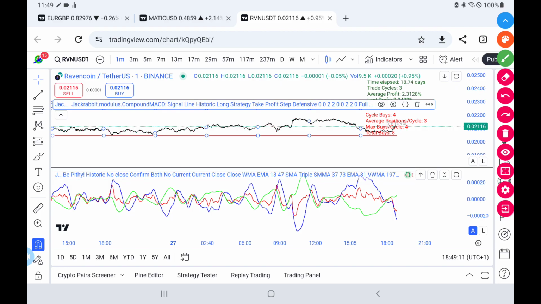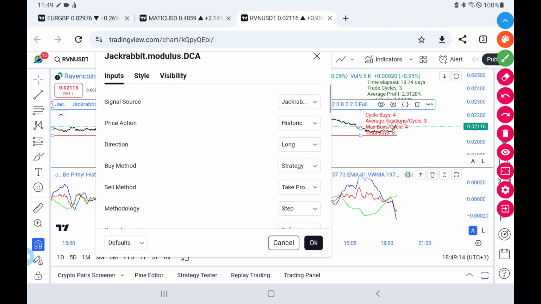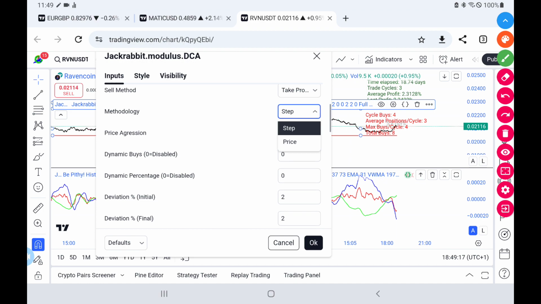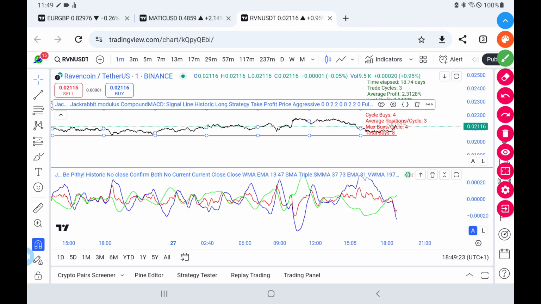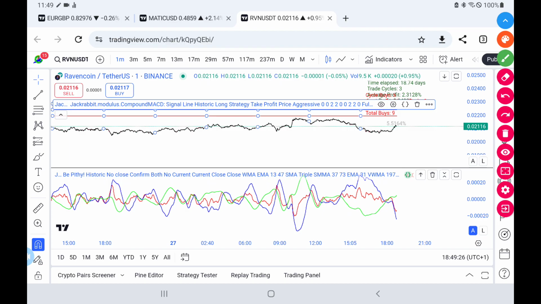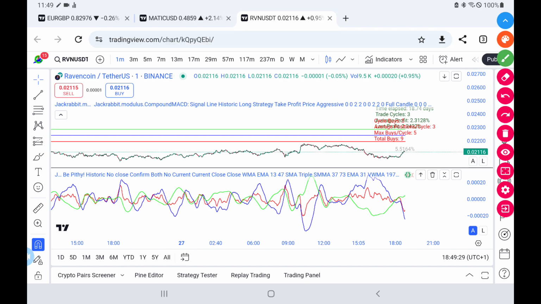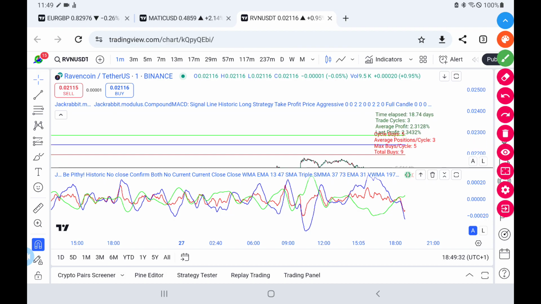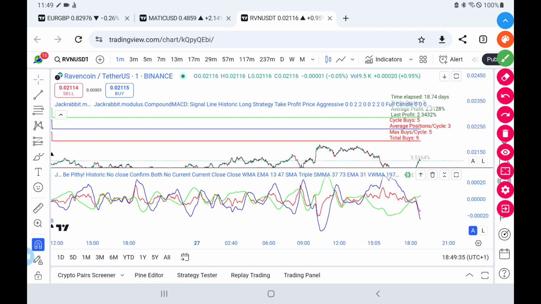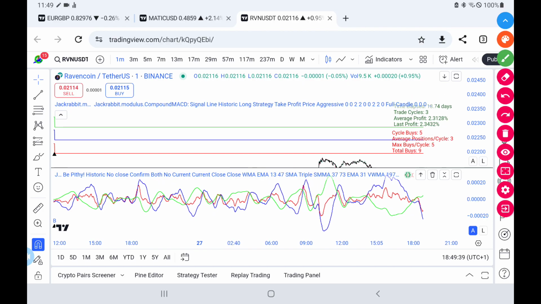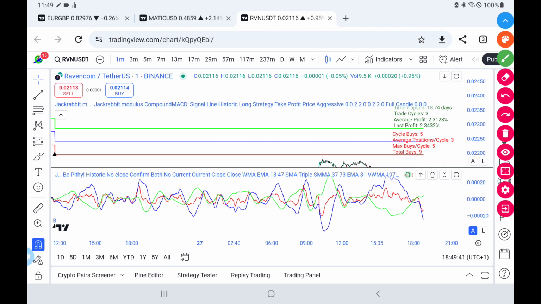Let's take, for example, the DCA module, and let's adjust it from step to price and from defensive to aggressive. And we will see just how well it does, in fact, control risks even under such an extreme level. So even with an openly aggressive approach, we only have a maximum purchase of 5 at the moment and 3 trade cycles. Now, of course, you can make MACD even more aggressive, and let's see how that looks.